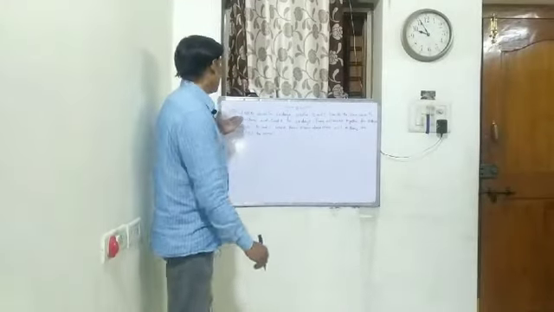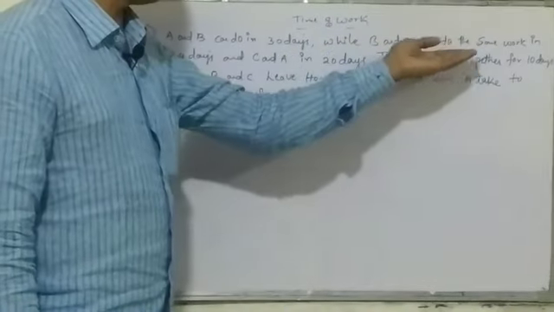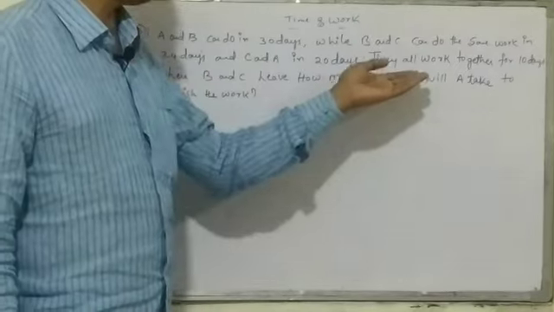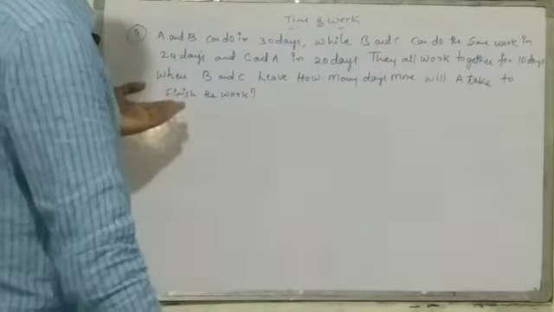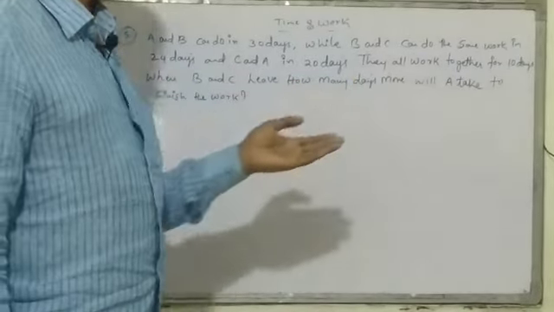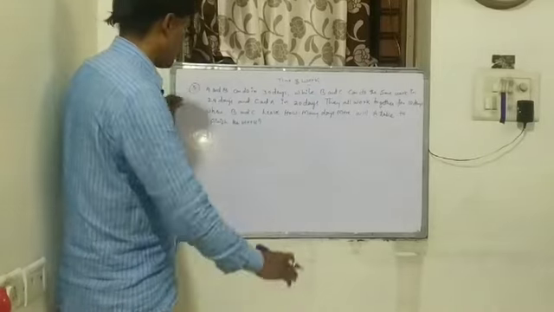Right. Time and work. Next question is the 5th question. A and B can do a work in 30 days, while B and C can do the same work in 24 days, and C and A in 20 days. They all worked together for 10 days when B and C leave. How many days more will A take to finish the work? This is the question. So how do we solve this type of question in the shortcut way?